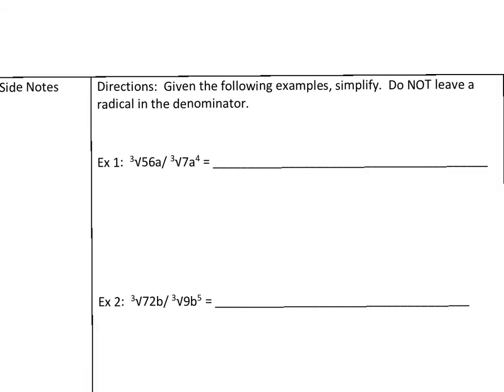So the first one is just cubed root of 56a over the cubed root of 7a to the 4th. So the first thing I want to do, don't have any coefficients, so I don't have to worry about 1 over 1. My indexes are the same, so I'm good on that. So the first thing I need to do is just 56 divided by 7. What's that going to be? 8. So keep my same radical, and I've got an 8 up top. And then I've got a to the 1st over a to the 4th. A to the negative 3rd. So 1 minus 4 is negative 3.